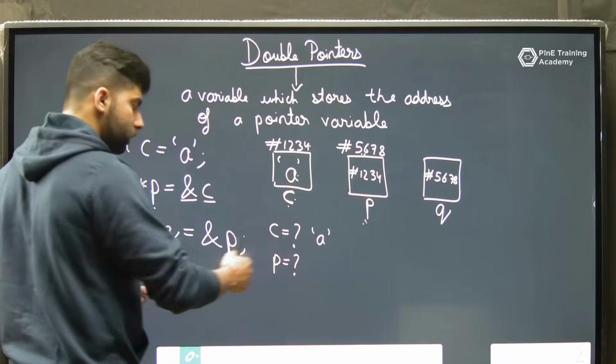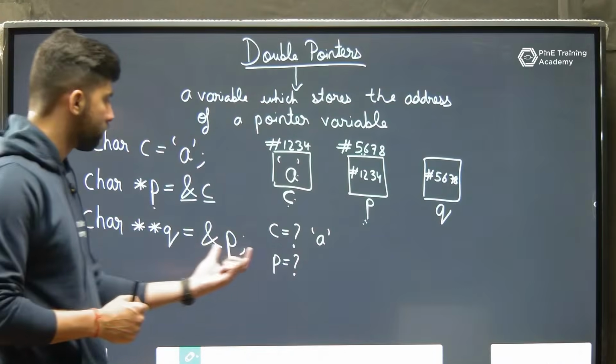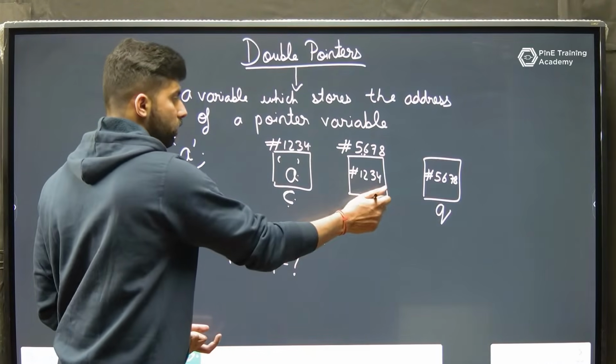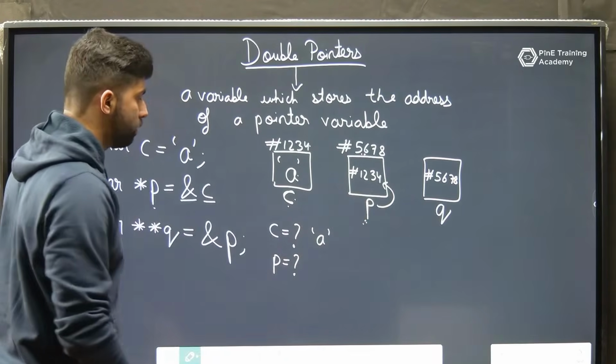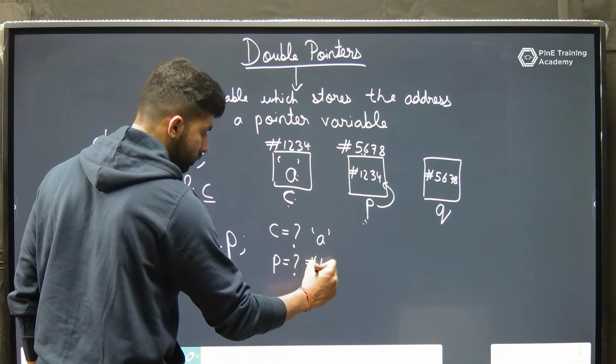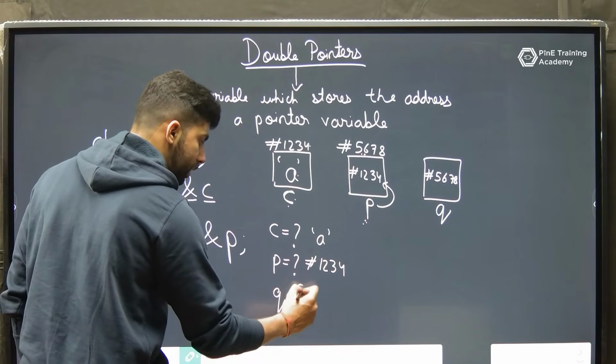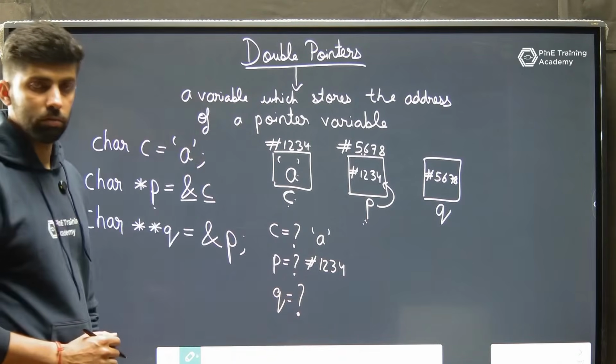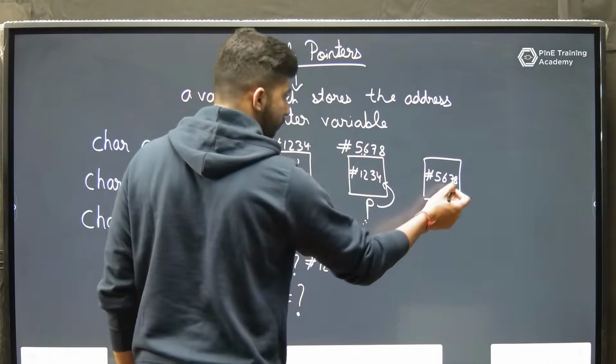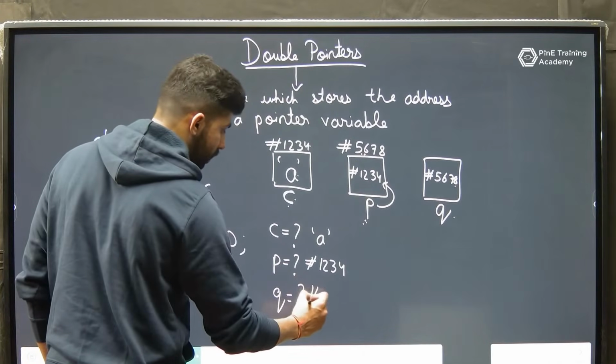What will happen if I print P? What we have inside P will get printed. What will happen if I print Q? Whatever we have inside Q will get printed.